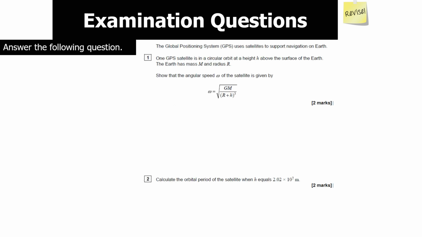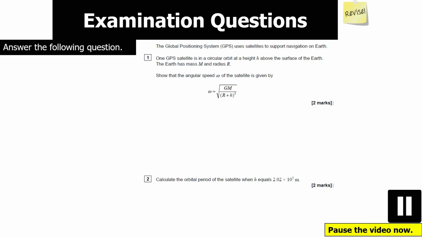The next question says, the global positioning satellite GPS uses satellites to support navigation on Earth. One GPS satellite is in a circular orbit at a height h above the surface of the Earth. The Earth has a mass of big M and a radius of r, show that the angular speed of the satellite is given by omega is equal to the square root of GM over (r plus h) cubed, and then calculate the orbital period of the satellite when h equals 2.02 times 10 to the 7 meters. So pause the video now, then unpause the video when you want to go through your answer.